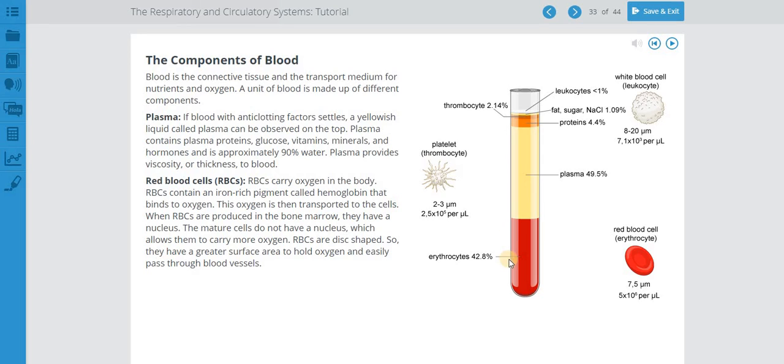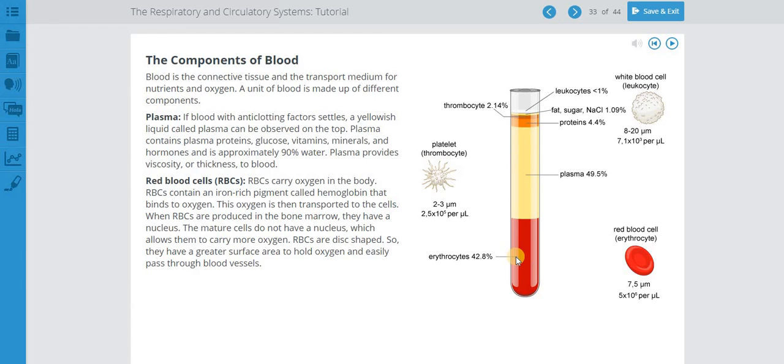And everything else, when we get down here, we've got other stuff. We've got leukocytes, that's involved in your immune system. You've got thrombocytes, those are the things that cause your blood to clot. So if you ever get a scab, it's made out of thrombocytes and stuff. You've got fats, sugars, salt, and proteins in here. Of course, there's plasma down here. You have the erythrocytes, those are the red blood cells. They're heaviest, so they sink to the bottom.